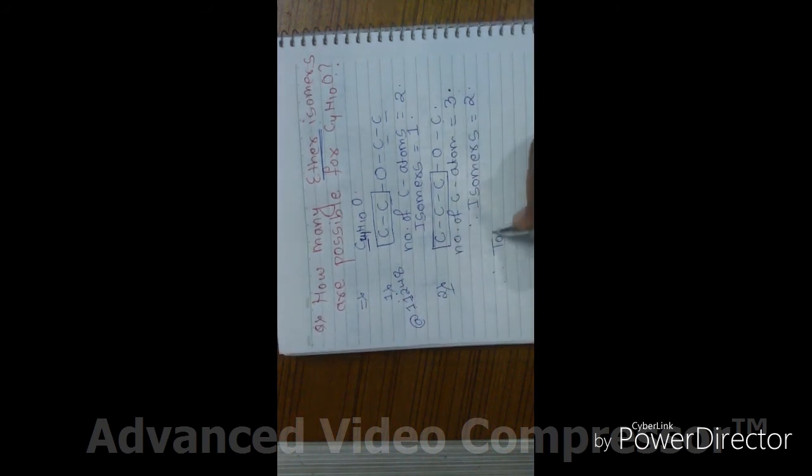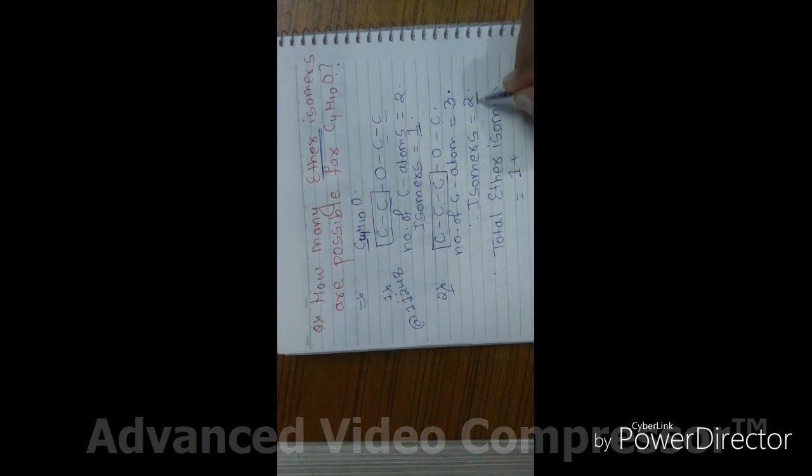So the total ether isomers equal 1 plus 2 equals 3. So 3 is the correct answer for this question.